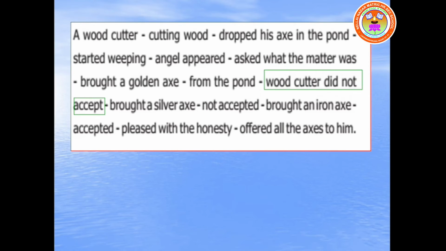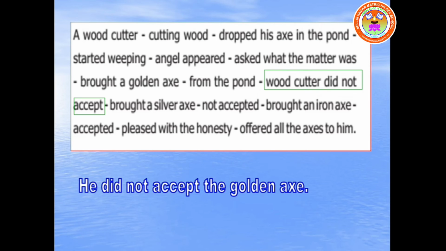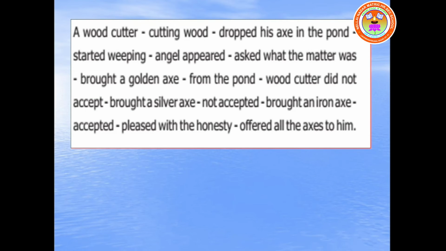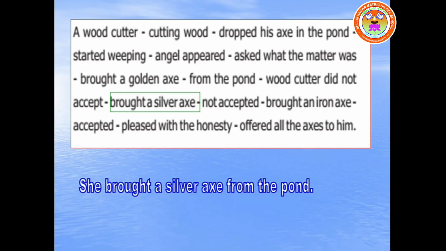The next hint is, woodcutter did not accept. The sentence is, he did not accept the golden axe. Here, he refers to the woodcutter. The next phrase is, brought a silver axe. The sentence for this hint is, she brought a silver axe from the pond.